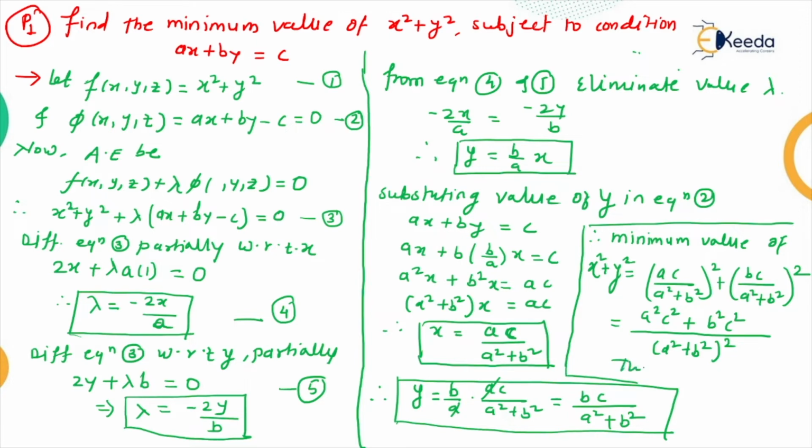Okay, this is the minimum of x square plus y square. This is a very easy method to find the minimum and maximum value of a function. In this method we particularly find the minimum value. Okay, so is that clear up to this?